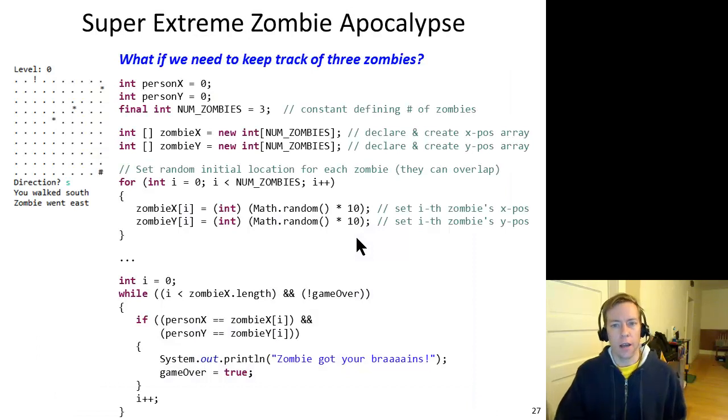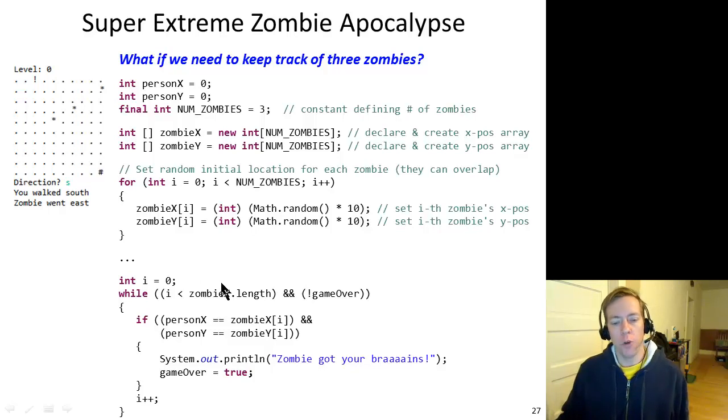If we needed to track 3 zombies, what arrays allow us to do in our zombie game now is, instead of having that whole set of variables for a pair for each zombie, we can just make 2 arrays. We can have an X array for zombie X locations and a Y array for zombie Y locations. In zombie X bracket 0 and zombie Y bracket 0, we'd hold the position of that first zombie. And in zombie X bracket 1 and zombie Y bracket 1, we'd have the position of the second zombie.